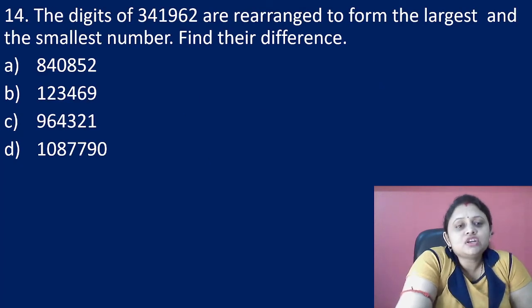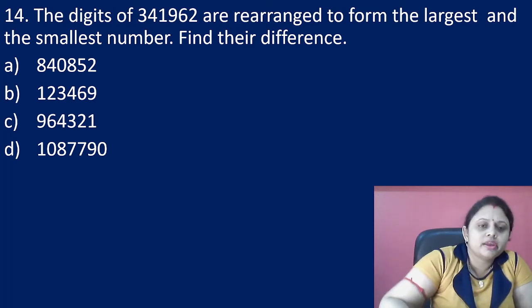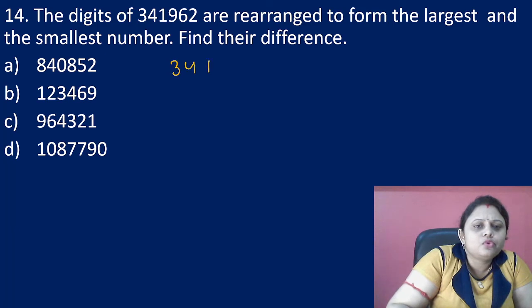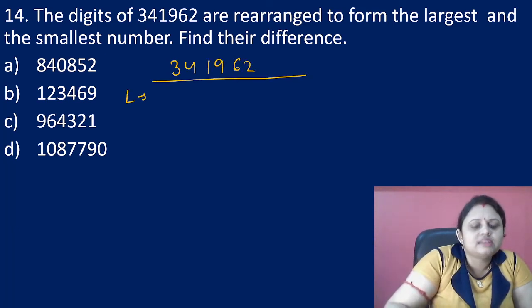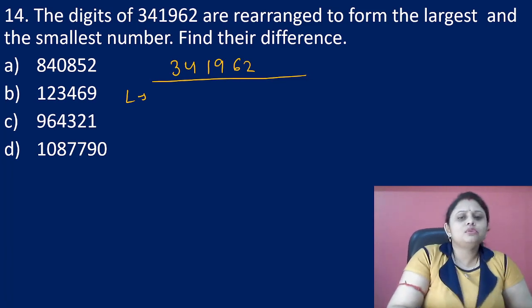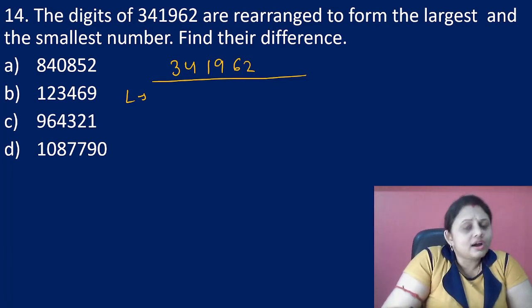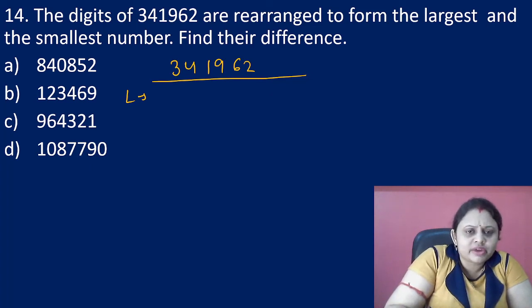The digits of this number are rearranged to form the largest and smallest number. Find their difference. Okay, what is the number? 341,962. We have to find the largest number. So to find the largest number, we have to arrange the digits in descending order. So what will we first write? 9, then comes 6, then comes 4, 9, 6, 4, 3, 2, 1.